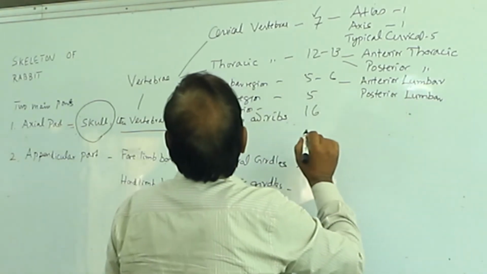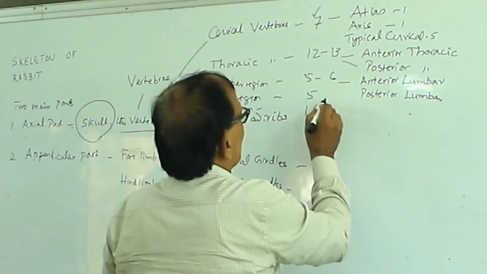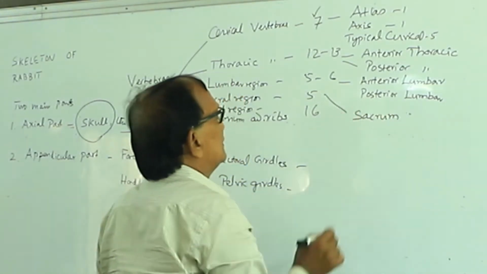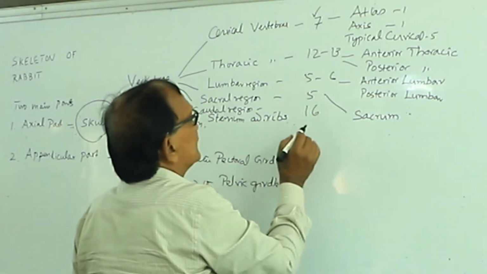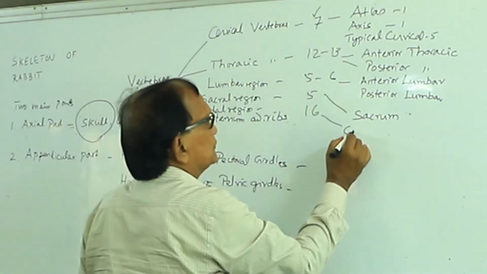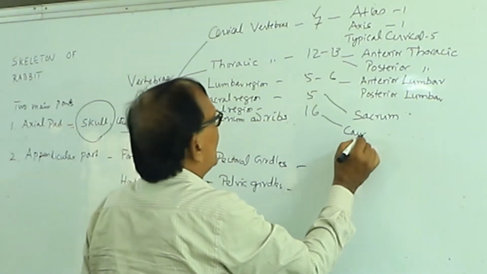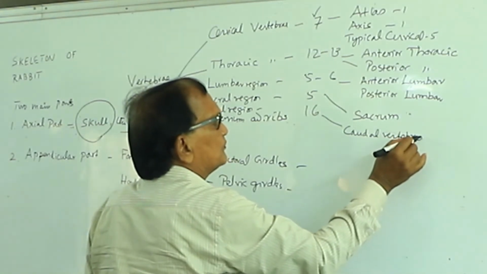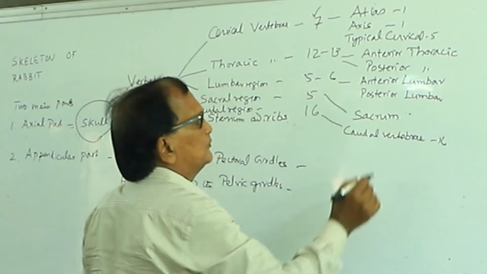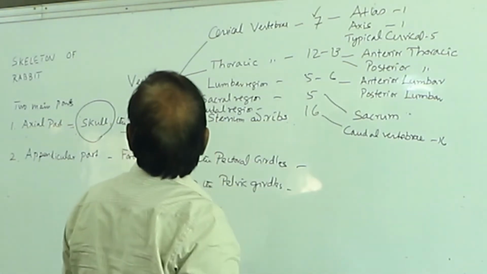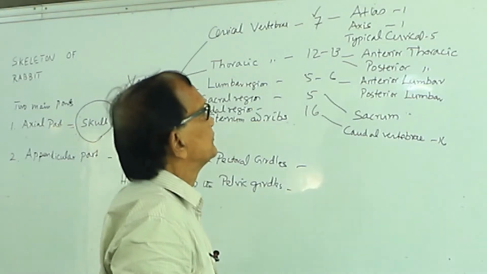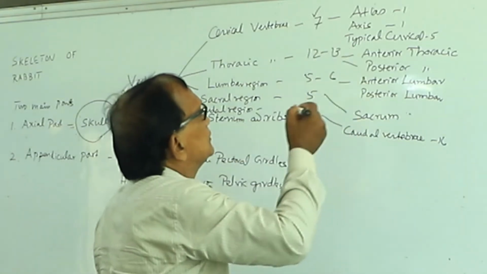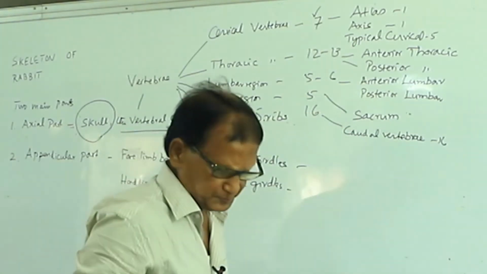Then we have the sacral region, comprising a composite sacrum, and finally we have the caudal region, comprising the caudal vertebrae, referring to the tail region, 16 in number, because rabbit possesses a fairly long tail. Now, let us next come to each of these vertebrae in the vertebral column.